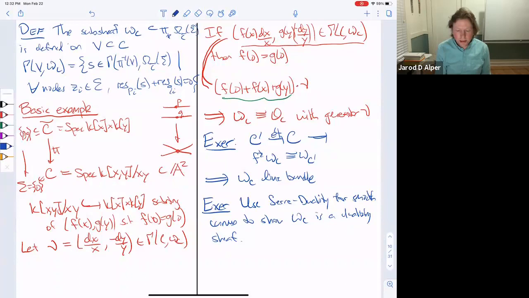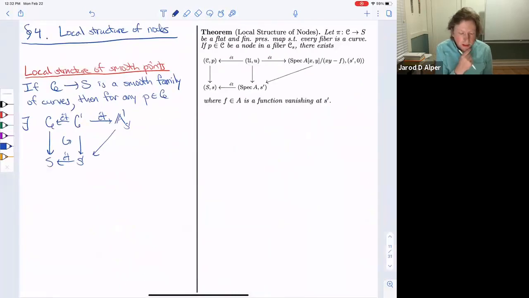Right, the last property we need is the local structure of nodes, and I want to do this in families. So this is the last part of today's lecture. To begin, I have the desired statement on the right-hand side, but in order to motivate it, let's just recall the local structure of smooth points of curves.